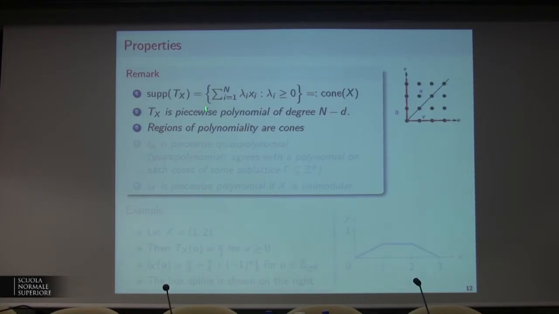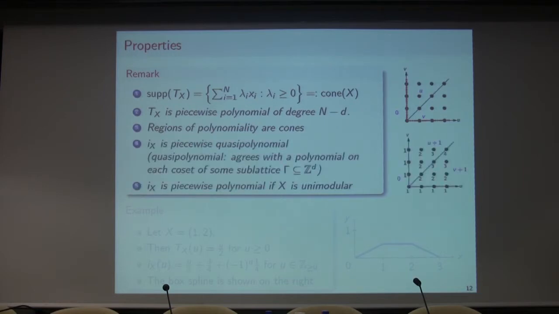Let's talk about some properties of these functions. The box spline and the multivariate spline are supported on the cone spanned by the vectors, and it's a piecewise polynomial function of degree n minus d, and the regions of polynomiality are also cones, given by some sublist of the vectors in X. The vector partition function is only defined on a lattice, and it's piecewise quasi-polynomial, which means that we can choose a sublattice of the integer lattice, and then on each coset of the sublattice it agrees with a polynomial. And if the matrix is nice, if it's unimodular, then this is already a piecewise polynomial function.